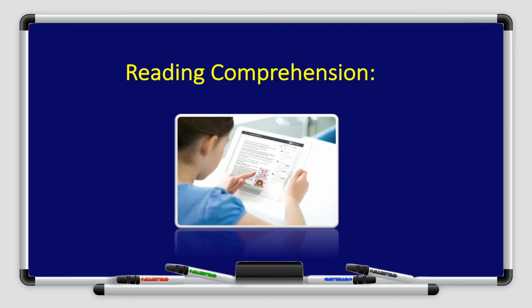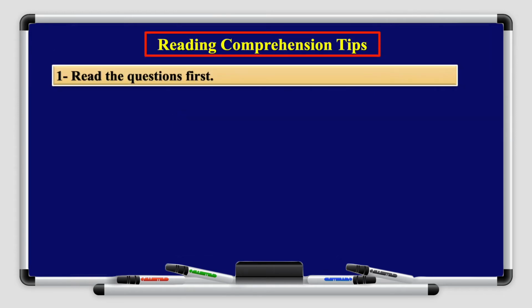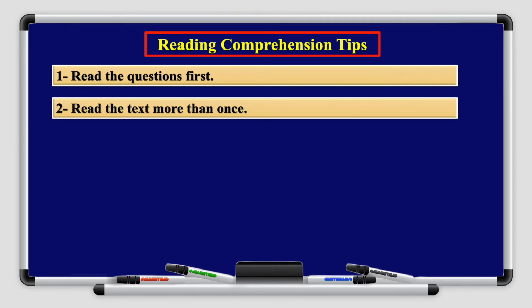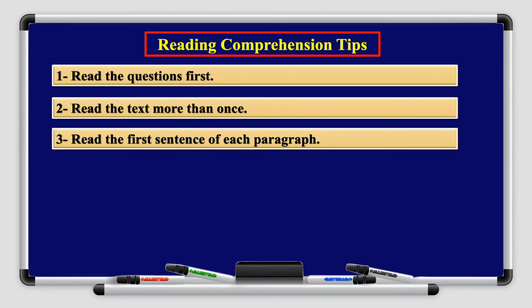So, we're going to begin by reading, but first of all, let's mention some tips that are related to reading. As we always mention, I'm just going to refresh your memory. We have to read the questions first, of course, so we can put them in mind and underline the answers while reading. Read the text more than once. You have to understand the text. Read the first sentence of each paragraph.